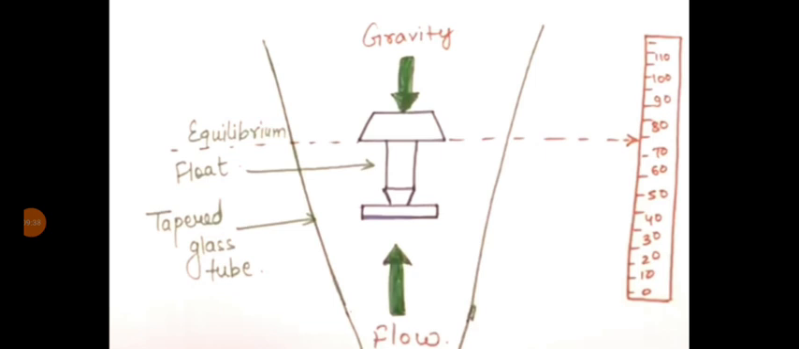So here the fluid, liquid or gas, passes through the tube, and the flow causes the float to rise due to the upward force or buoyancy force. One more force acts in the downward direction due to gravity. When the two forces are equal, the float will be in the equilibrium condition, stationary, resting. This equilibrium condition of the float gives the volumetric flow rate of the given fluid. So this is the working of the rotameter.